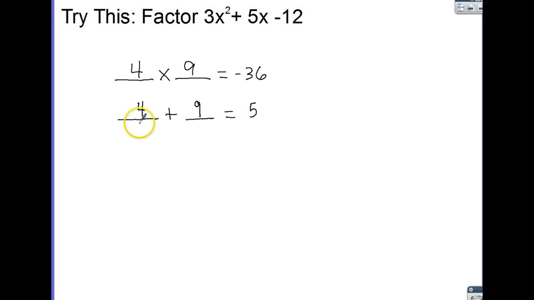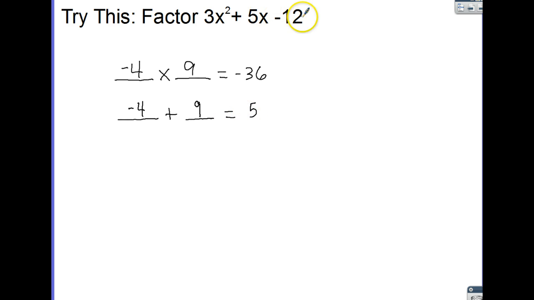Now, one of them's got to be negative. The multiplication problem doesn't care which one's negative. The addition problem will care. It will matter. And the negative would have to go on the smaller number for the answer to be positive. So we put the negative with the 4. So it's negative 4 times 9, which is negative 36. Negative 4 plus 9 is 5.